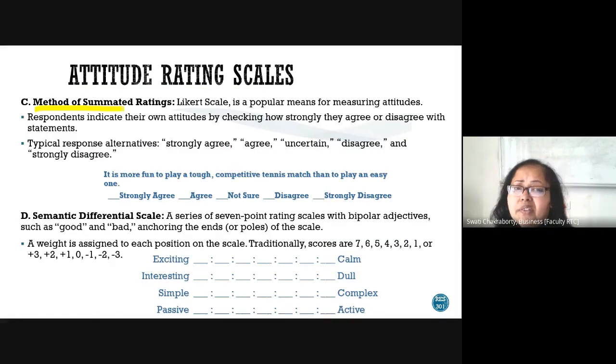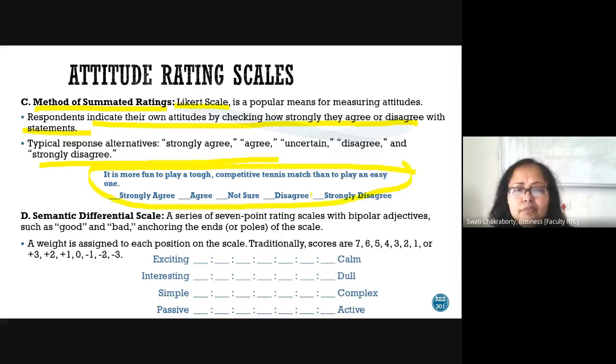Third is the method of summated ratings. A good example is a Likert scale, right? Where respondents indicate their own attitudes by checking how strongly they agree or disagree with statements. So some typical response alternatives could be strongly agree, agree, uncertain, disagree, strongly disagree, right? So this is an example.